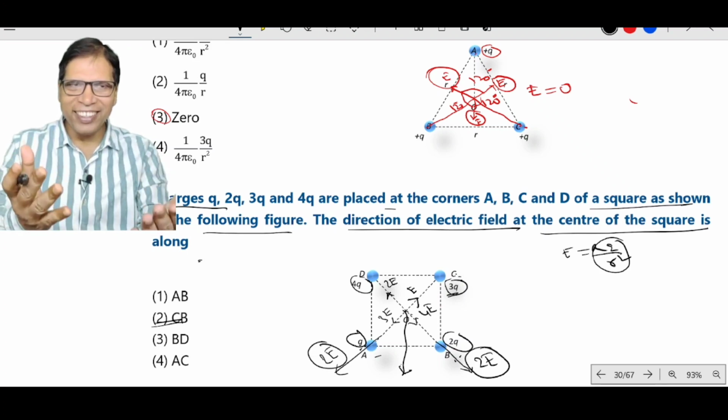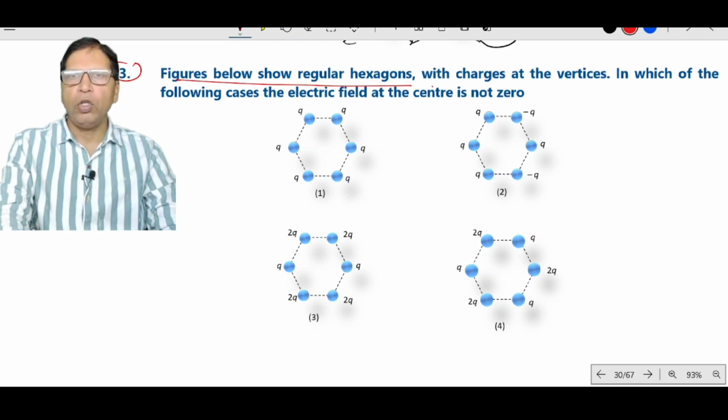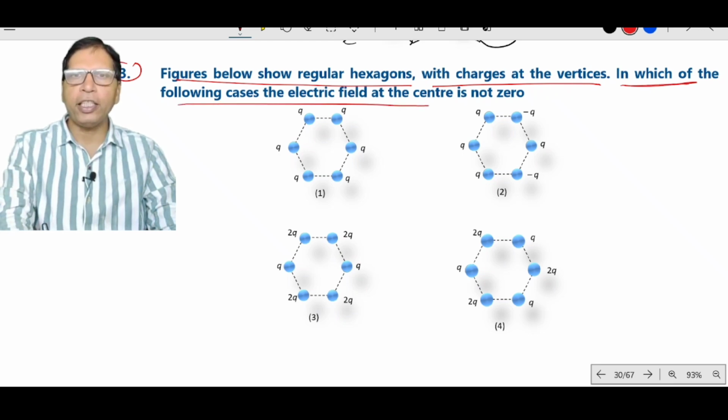Okay. Next. Look at this. Question number 3. The figure below shows a regular hexagon with charges at the vertices. In which of the following cases is the electric field at the center not zero? Look at this, figure 1. Identical charges are placed at each vertex.